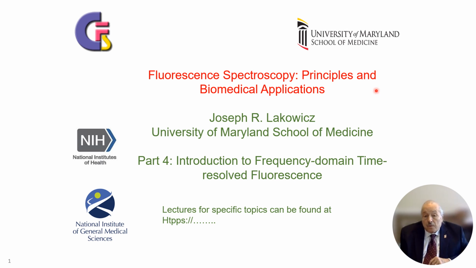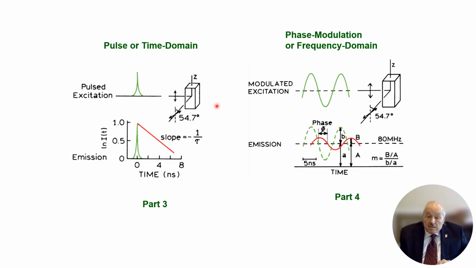Welcome back to our course on fluorescence spectroscopy, principles and applications. Today is part 4. We're going to talk about frequency domain time-resolved fluorescence. It's very similar to what we spoke about in the previous lecture with time-correlated single photon counting. It's an alternative method of measuring the time-resolved decays. So let's just take a look at the two methodologies.